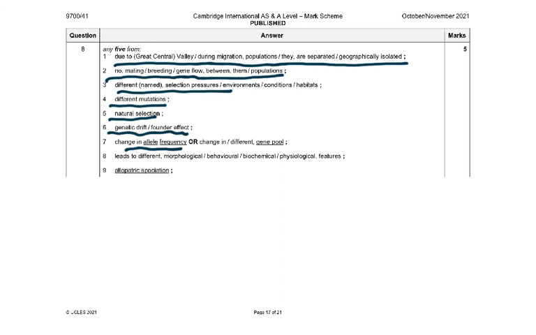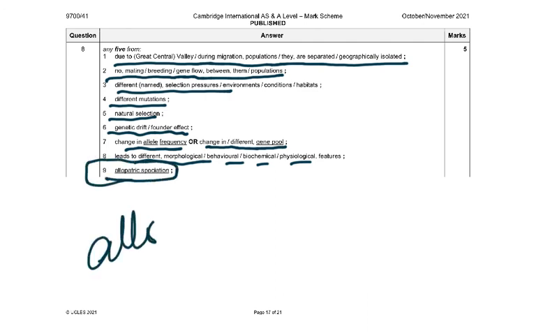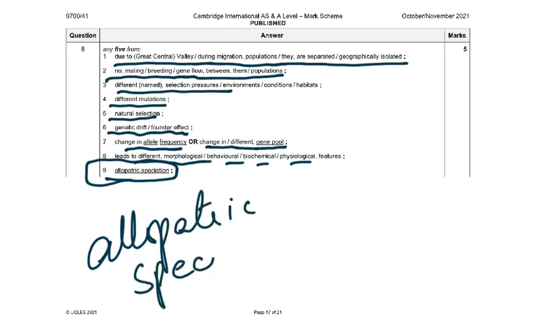A change in allele frequency, or you could say a change in the gene pool, or the entire gene pool becomes different, leads to different morphological, behavioral, biochemical, physiological features being shown in the new populations. And of course, the technical name for this is allopatric speciation. Allopatric speciation. Now, there's something that you must know. This is a technical biological word.